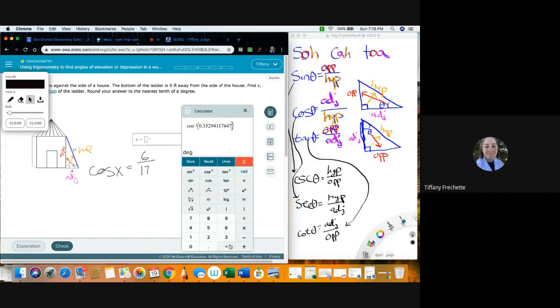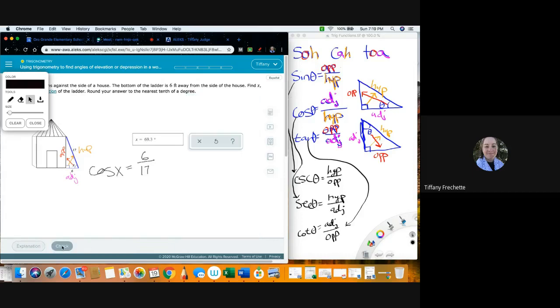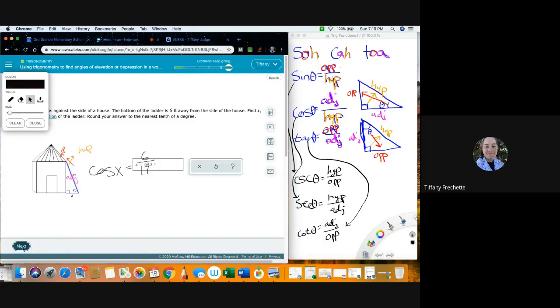Equals. Okay. So we want to round to a tenth. So I'm going to highlight to the tenth. I need to look at the number right past it. That's smaller than 4, so we're good to write 69.3 degrees. Check. All right, next one.